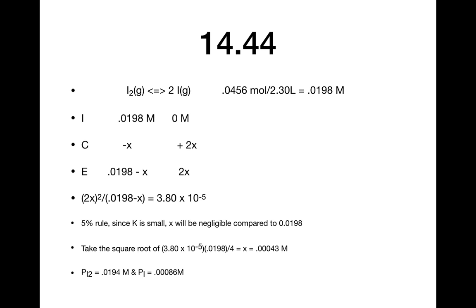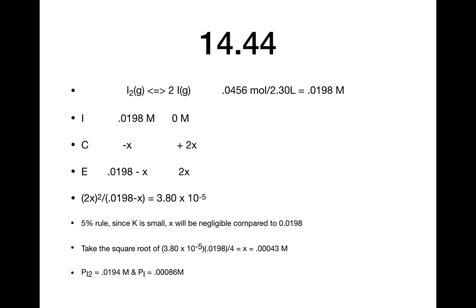So when we plug those into the K expression, we have 2x quantity squared, or 4x squared, over 0.0198 minus x equals 3.80 times 10 to the minus fifth. Now this is setting up to be a quadratic equation problem because we're going to have an x squared term and an x term and a constant once this is all factored out.